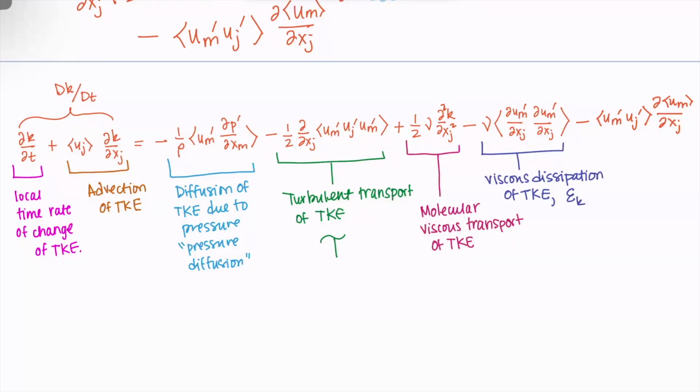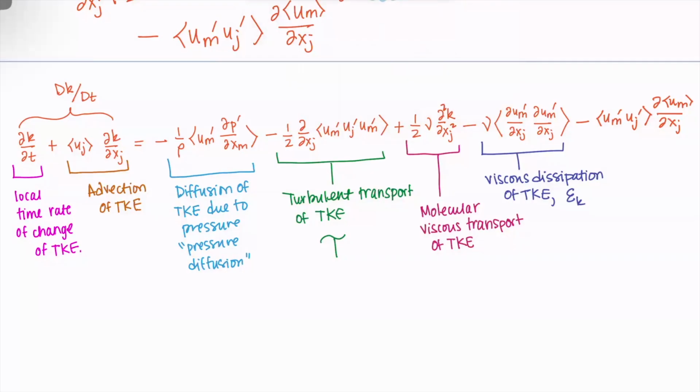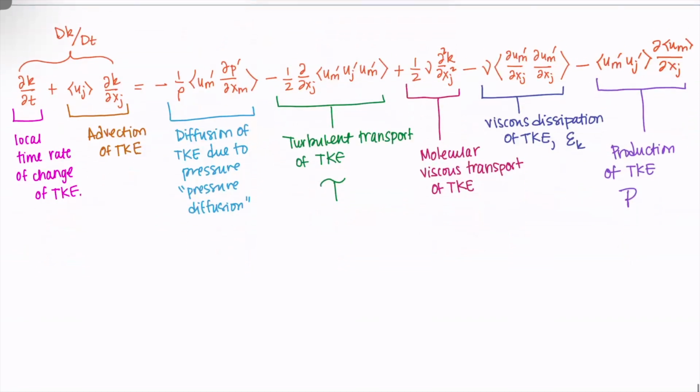And then the last term that we have here is also an important one. So I will give it the color purple. All right, and this guy is our production of TKE. It is often given the symbol P, like a scripty P, which is hard to do with handwriting. Okay, so these are the physical interpretations of all of these terms in this transport equation.